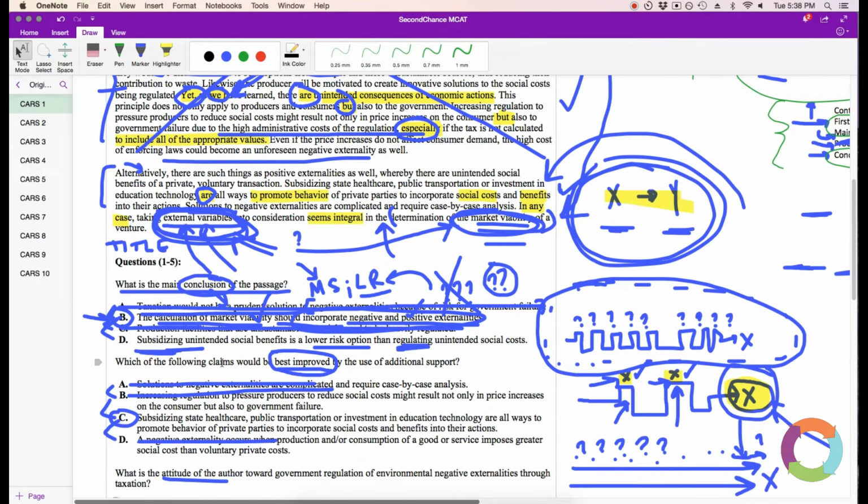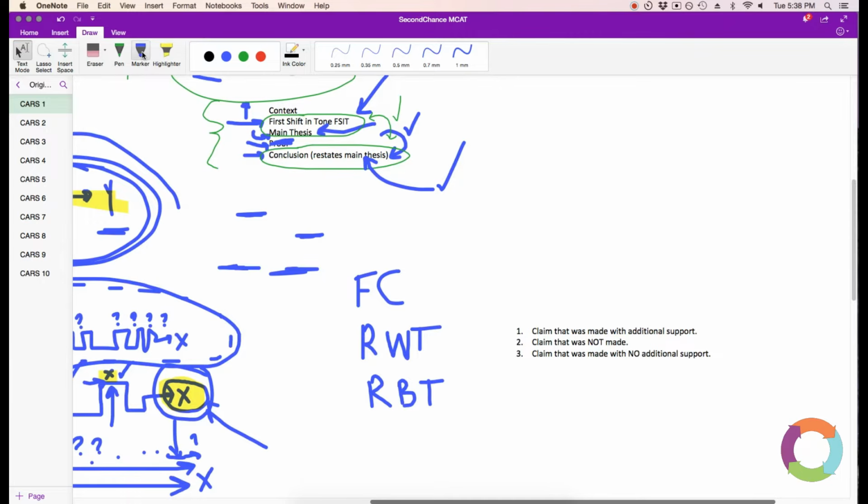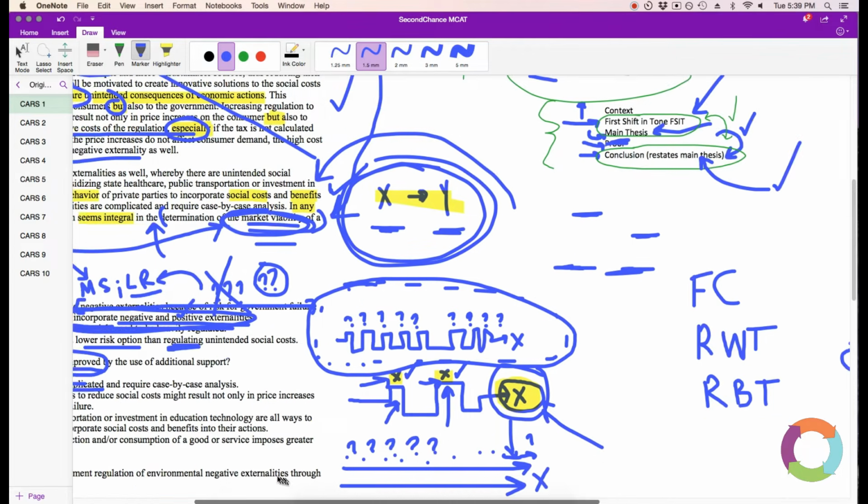Which of the following claims would be best improved by the use of additional support? Well, first of all, it has to be a claim. So it can't be a claim that was not made. It has to have been a claim actually made in the passage for it to make sense as the answer. And second, if we have to improve it with additional support, then it has to be the one that has no additional support. It can't be the one that already has additional support. So we're looking for a claim that was made in the passage, but that didn't have any additional support.